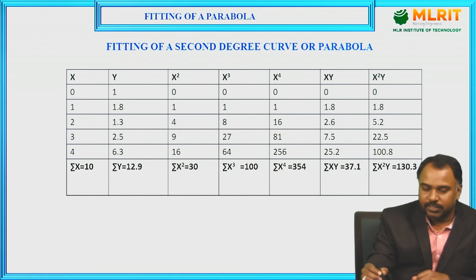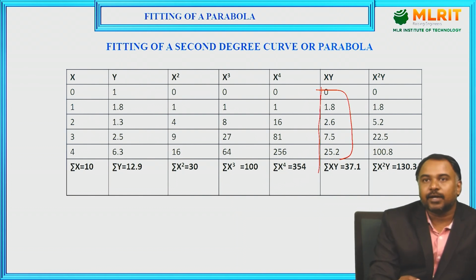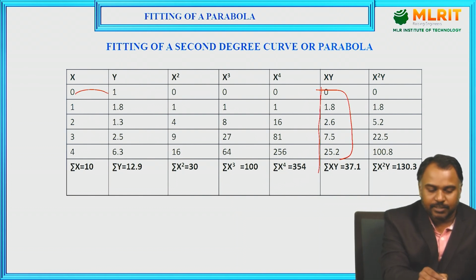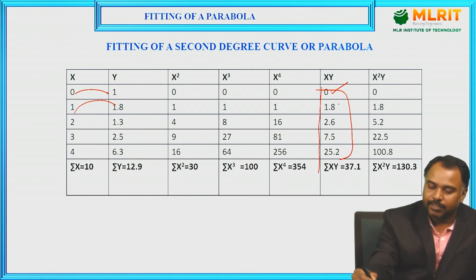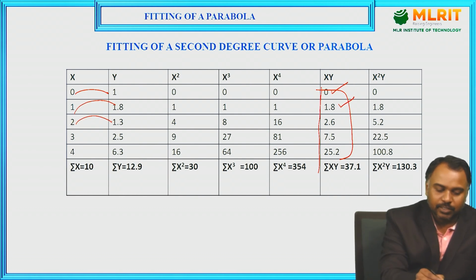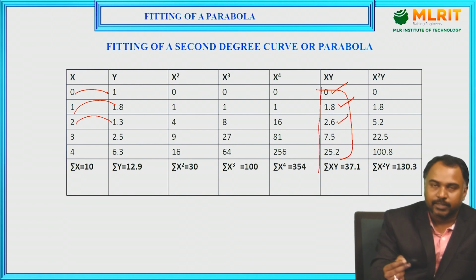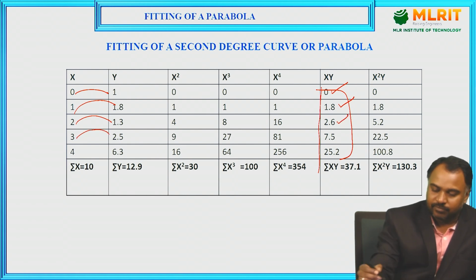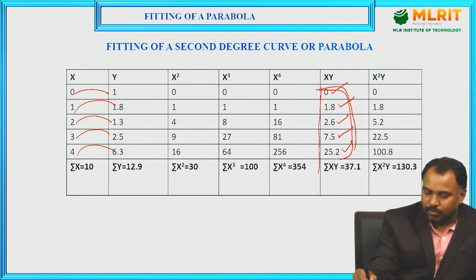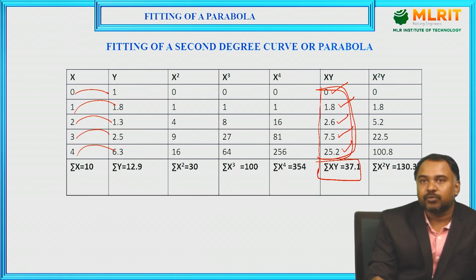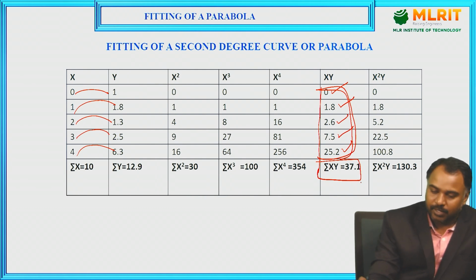In the equation we also require summation xy. First we need to find the observations: x into y, 0 into 1 is 0, 1 into 1.8 is 1.8, 2 into 1.3 is 2.6, 3 into 2.5 is 7.5, 4 into 6.3 is 25.2. The sum of all these observations, summation xy, is 37.1.